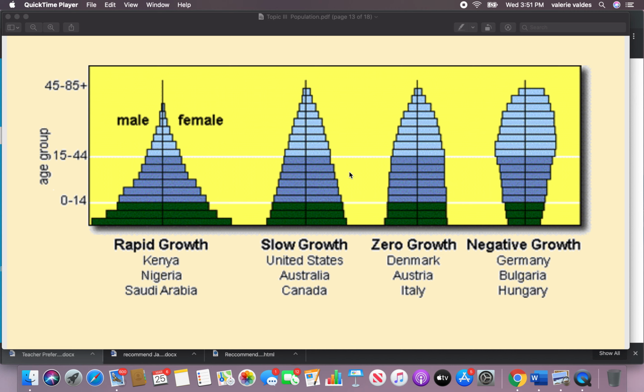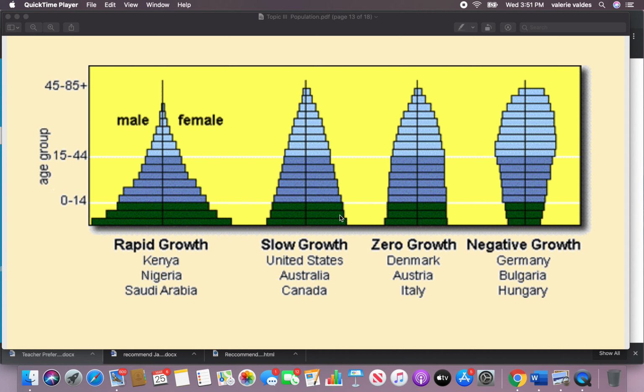And so the rapid growth countries here are developing. They might be starting to go through their industrialization. They might be rural in setting, while then the developed nations can be any one of these three.